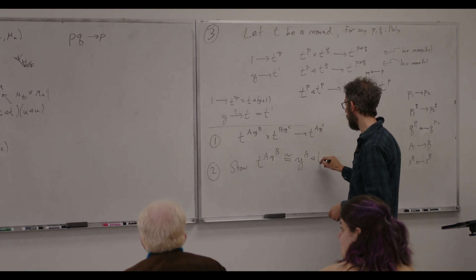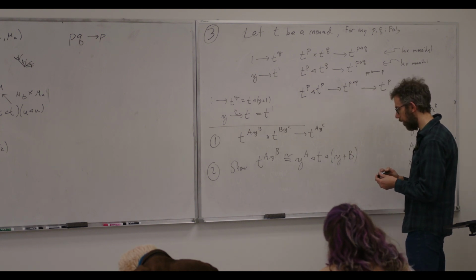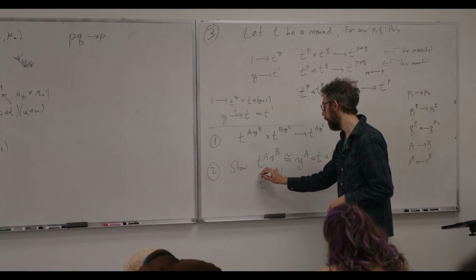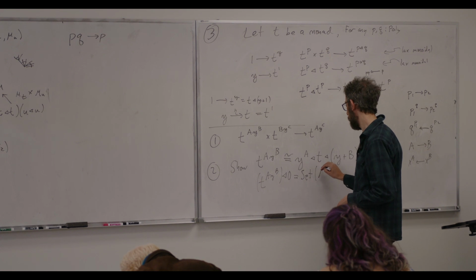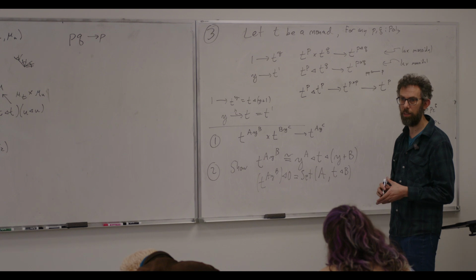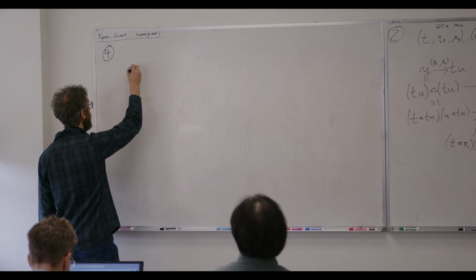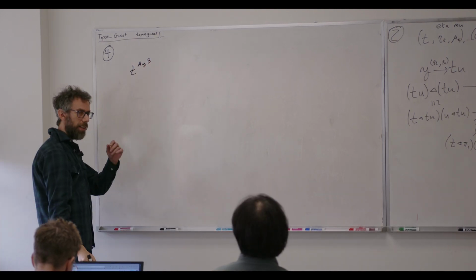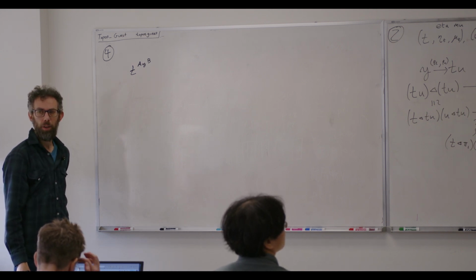Give me an A, then run T, then spit out a B or halt. Okay, let's see if we can do these things. Let's do number 2 first. Does anyone know why T to the A, Y to the B, can you calculate what that is? We did this the other day.